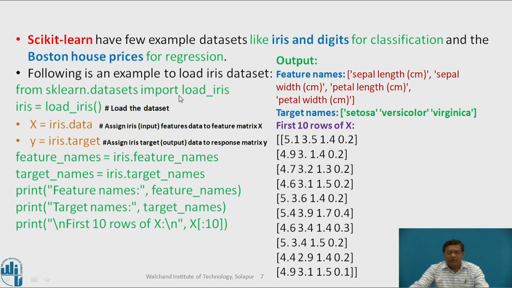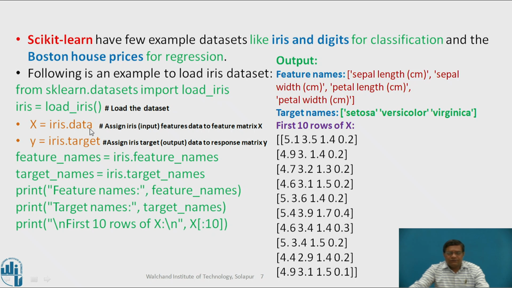Here we have the example to load the iris dataset from the sklearn.datasets package, and by making a call to the function load_iris, we can load the iris dataset. And this data will be divided into the input X and the output y.